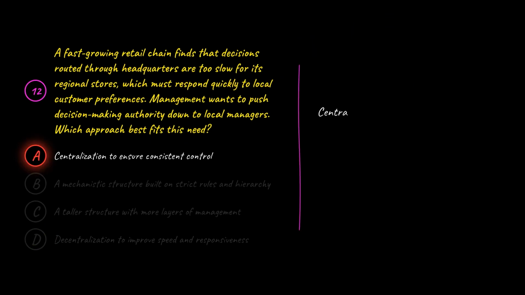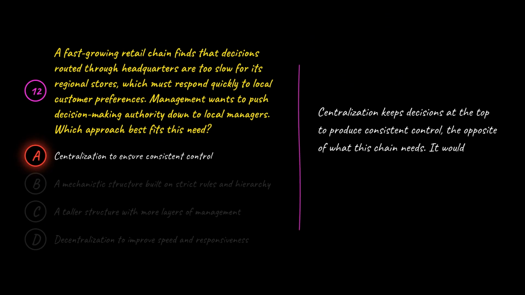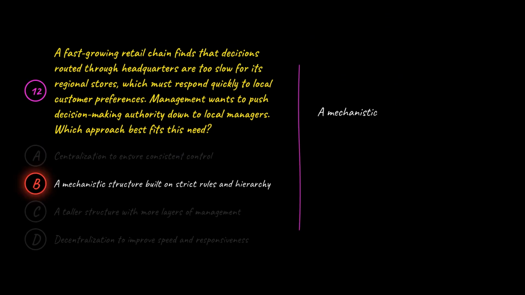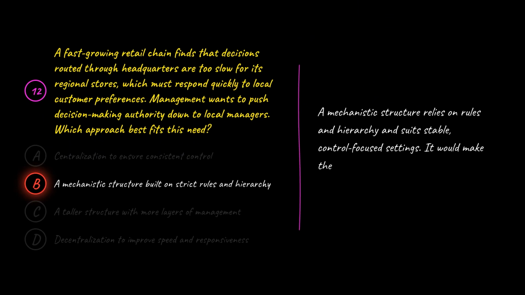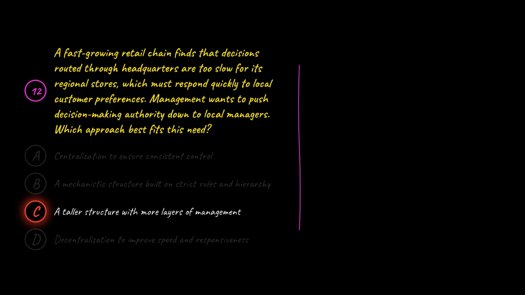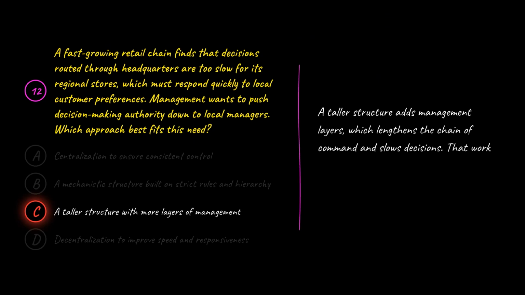A is wrong because centralization keeps decisions at the top to produce consistent control, the opposite of what this chain needs. It would slow local responses rather than speed them up. B is wrong because a mechanistic structure relies on rules and hierarchy and suits stable, control-focused settings. It would make the chain less flexible, not more responsive to local customers. C is wrong because a taller structure adds management layers, which lengthens the chain of command and slows decisions. That works against the goal of faster local responsiveness.